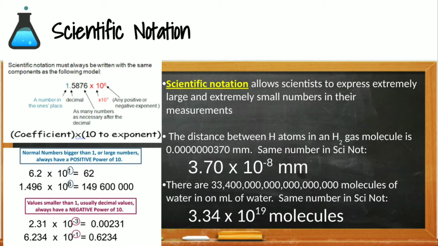Now, when we think about the number of water molecules in just 1 milliliter of water, a teaspoon is about 5 milliliters. So in 1 milliliter of water, we have lots of water molecules. But since this number is really big, its exponent is going to be a positive number, and it can be written as 3.34 times 10 to the 19th power.